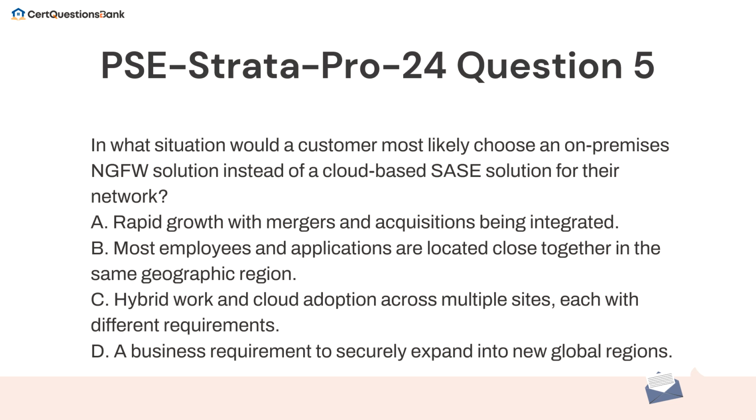In what situation would a customer most likely choose an on-premises NGFW solution instead of a cloud-based SASE solution for their network? A. Rapid growth with mergers and acquisitions being integrated. B. Most employees and applications are located close together in the same geographic region. C. Hybrid work and cloud adoption across multiple sites, each with different requirements. D. A business requirement to securely expand into new global regions.